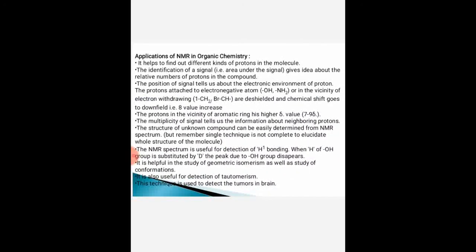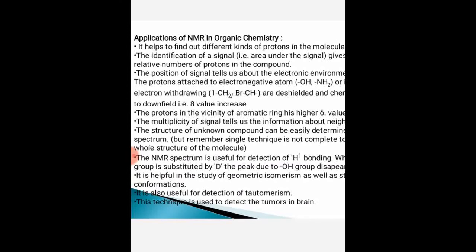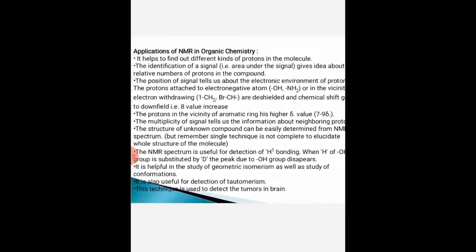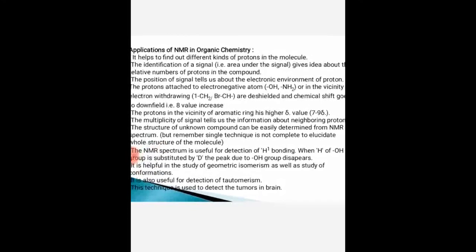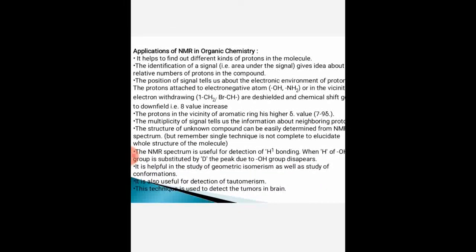This is the application of NMR in organic chemistry. By observing all this discussion, we can easily use the application. NMR helps to identify the different kinds of protons. Then it is useful for finding the relative number of protons for each compound. The position of signals gives an idea about the electronic environment of the protons.